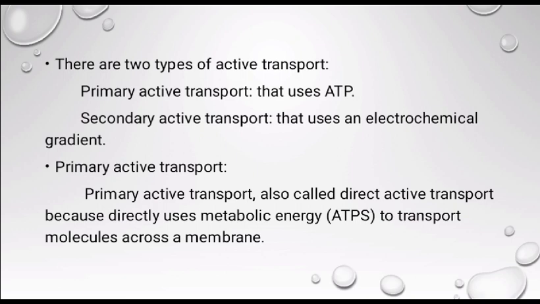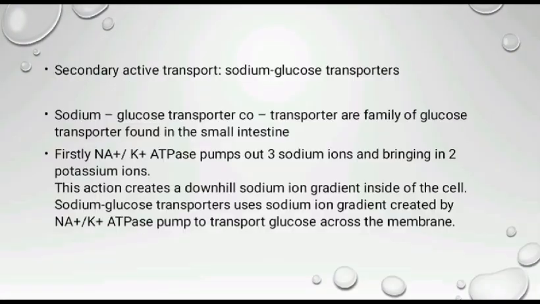Primary active transport, also called direct active transport because it directly uses metabolic energy, ATP, to transport molecules across a membrane. Secondary active transport, sodium glucose transporters. Sodium glucose co-transporters are a family of glucose transporters found in the small intestine.